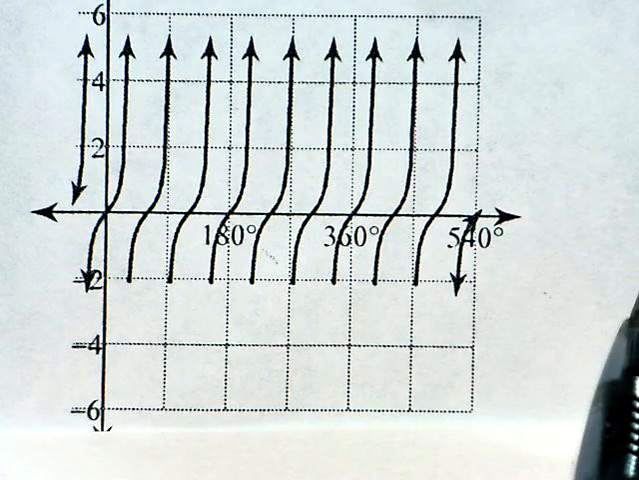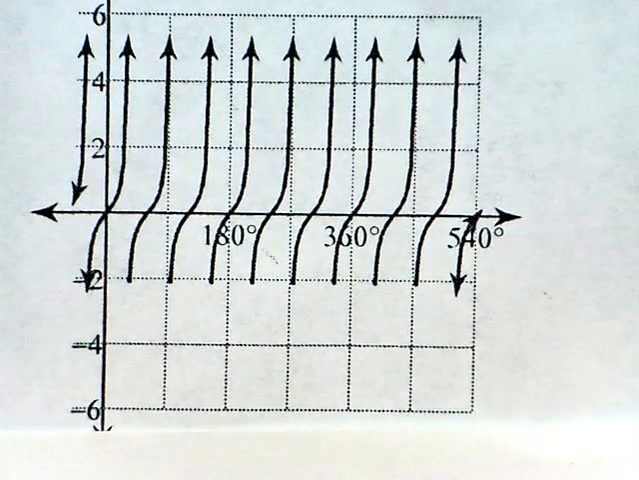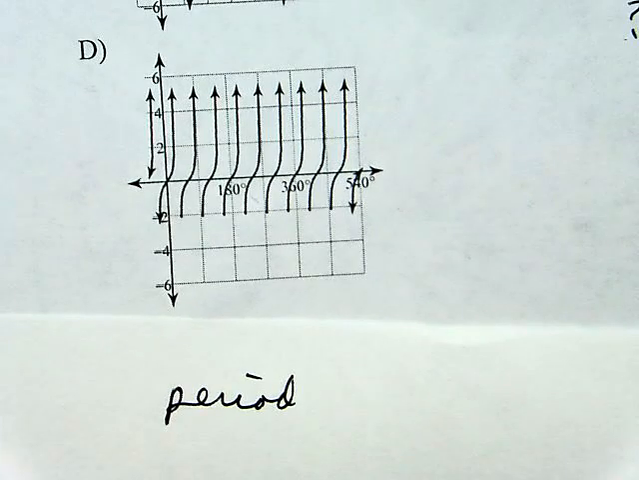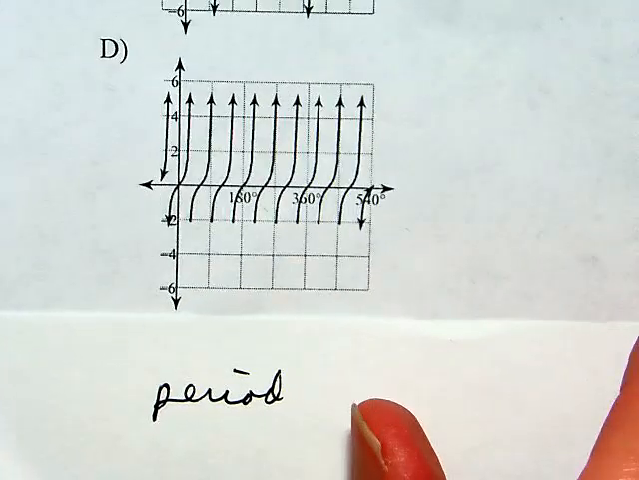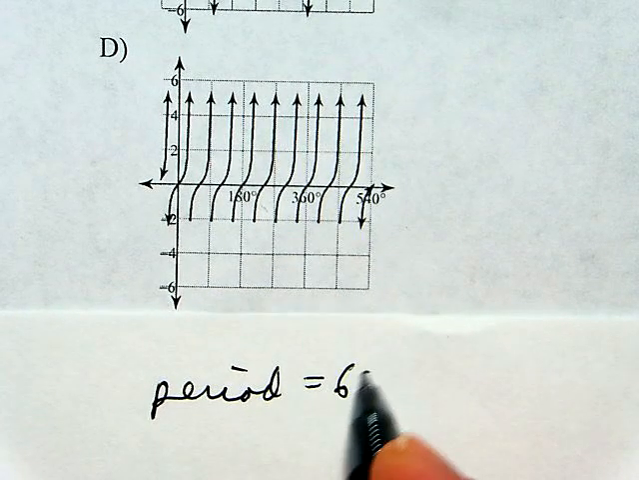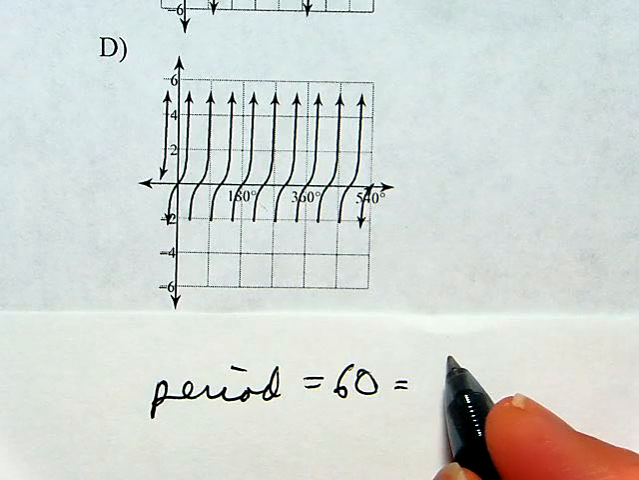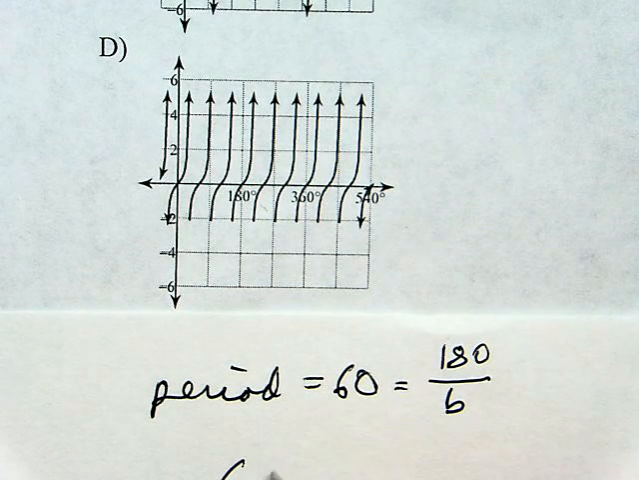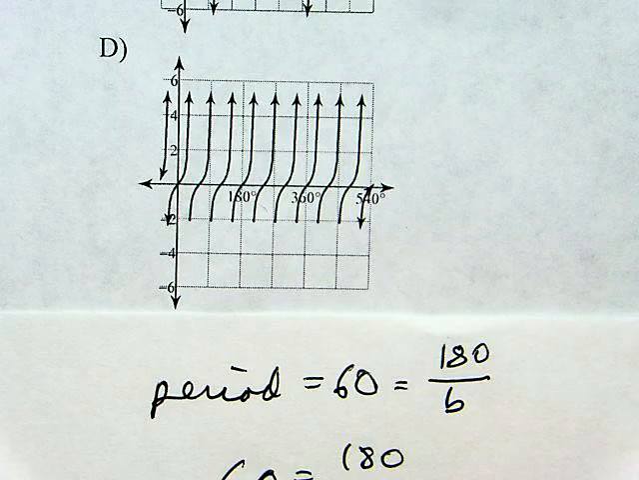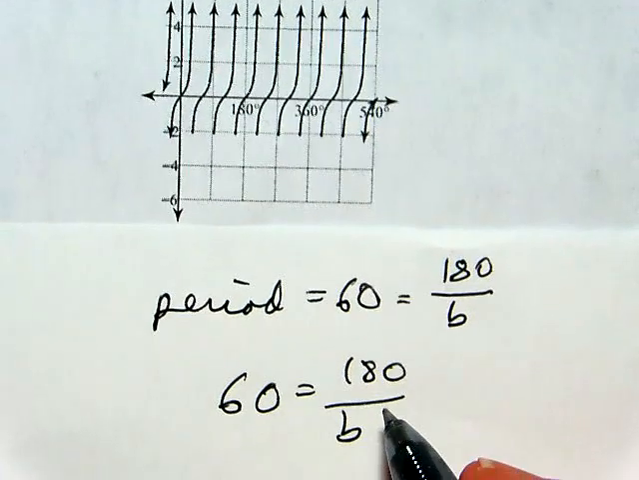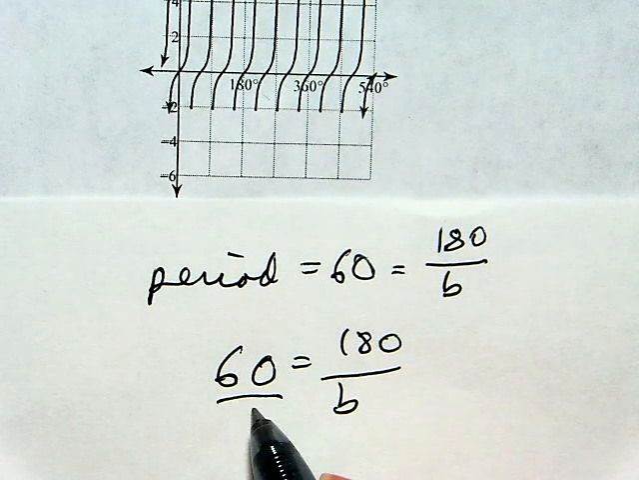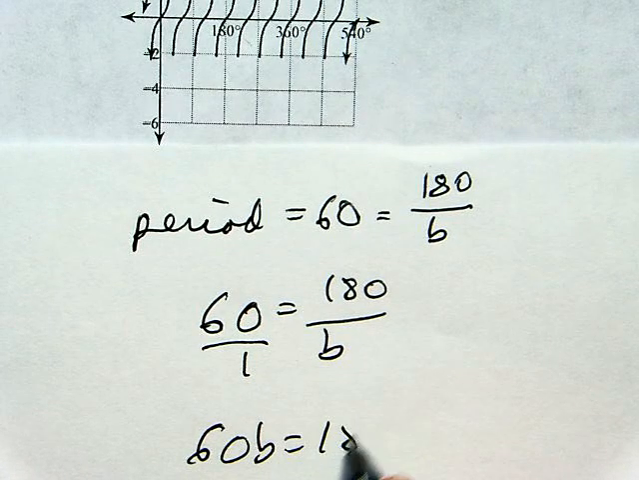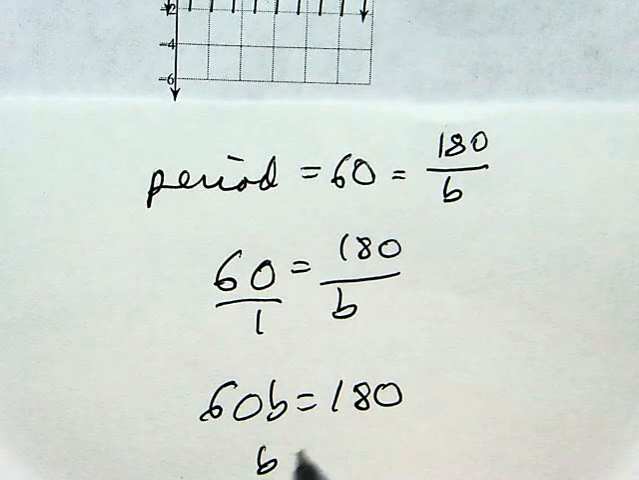So the period here is equal to 60 degrees. And we can remember our formula. Period is 60 degrees, and we know also that the period is equal to pi, which is 180, over b. So in other words, 60 equals 180 over b. So we can solve for b. Cross multiplying, remembering that this is 60 over 1, gives us 60b equals 180, or b equals 3.